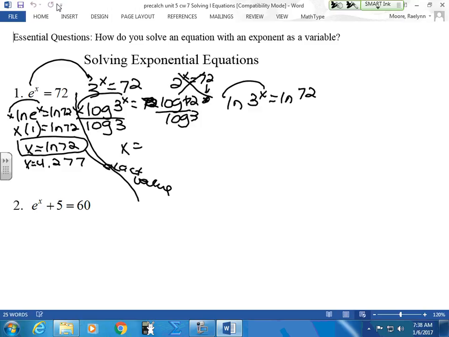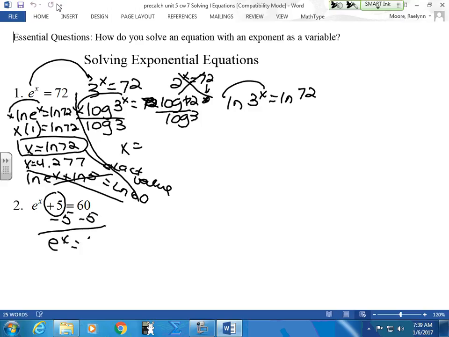Now the second one, you have to isolate this first. Before you can take the log of both sides, it has to be 1 term equals 1 term. So I have to get rid of this term right here. I can't do this. Don't write this down. I cannot take the log of each term. I have to condense this down to 1 term, 1 term. So I can get rid of this 5. And now I can take the log of both sides.